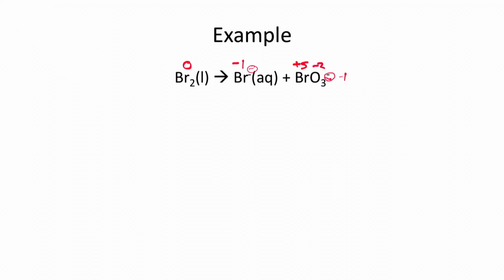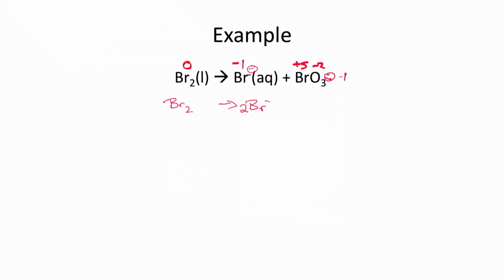So you can see that some of the bromine got reduced from 0 to -1. Some of it actually got oxidized from 0 to +5. So let me write down both of the half reactions. Okay, so here's Br2 forming Br minus. This is -1. So now to balance this, I can stick a 2 in front. So now I have 2 Brs.